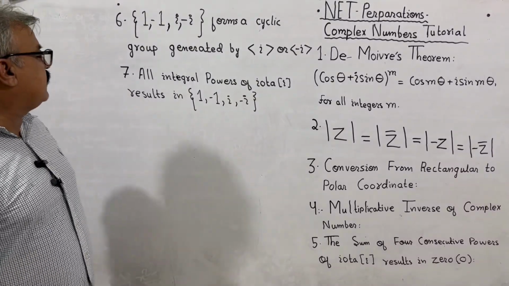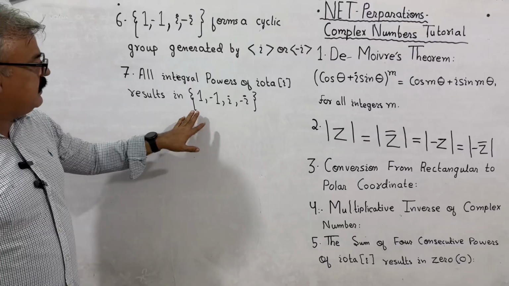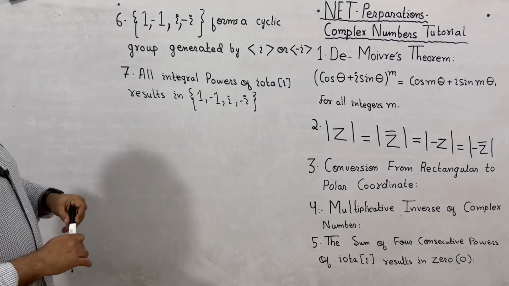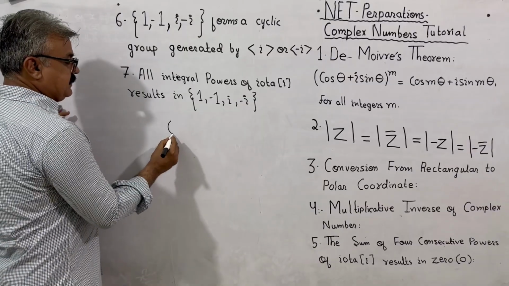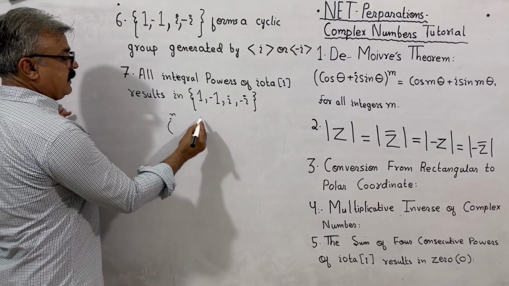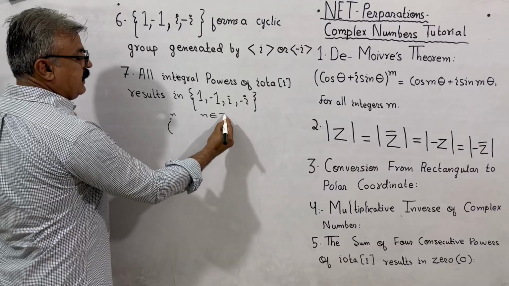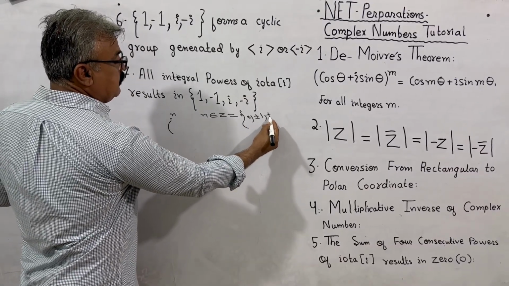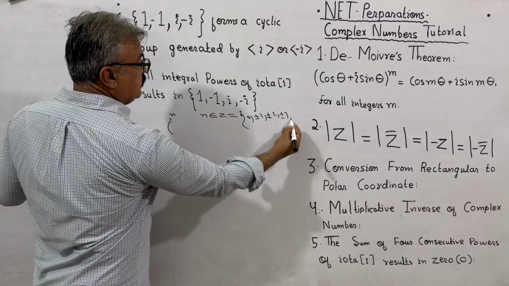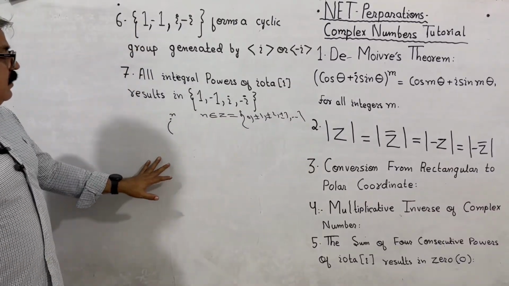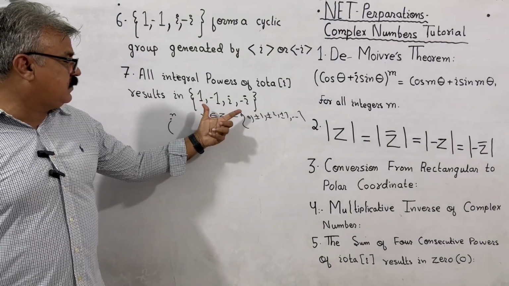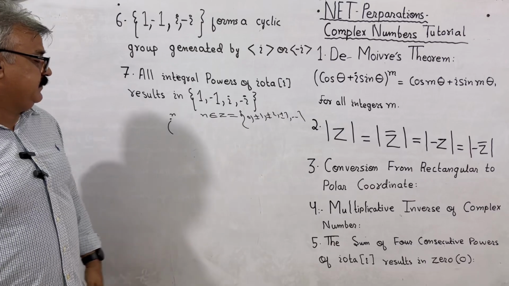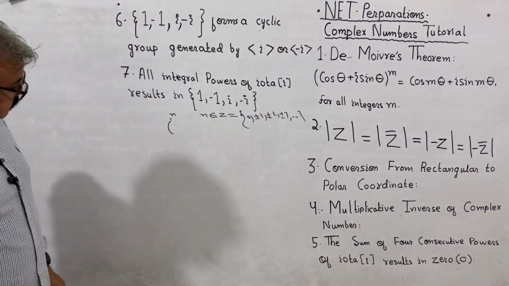All integral powers of iota always result in 1, minus 1, iota, minus iota. Whatever the power of iota is, iota raised to n, where n belongs to integers. Integers are 0, plus minus 1, plus minus 2, plus minus 3, and so on. It always results in these four numbers: 1, minus 1, iota, minus iota.